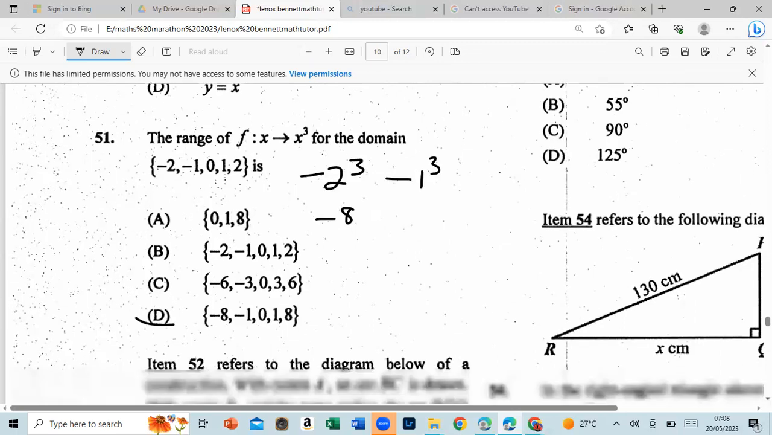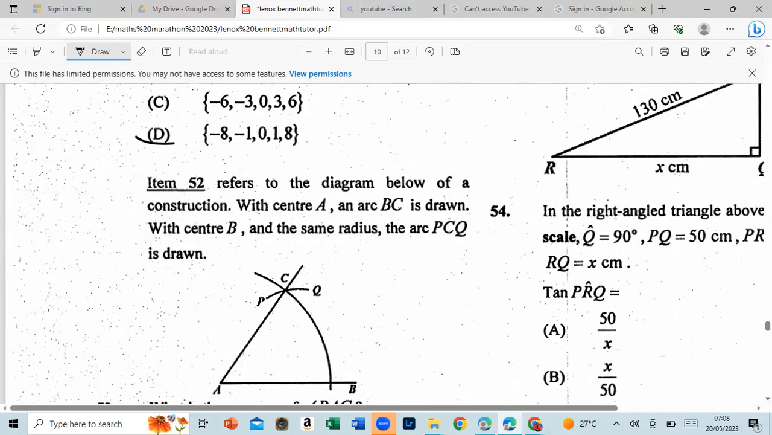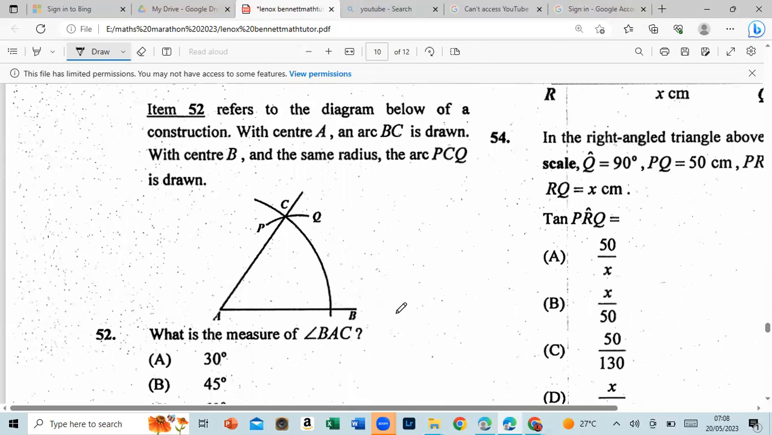So guys, now teaching, don't forget the maximum marks. Alright, item 52 refers to the diagram shown below of a construction with center A. So center A and arc BC is drawn with center B, and the same radius are drawn. What is the measure? That will be 60 degrees.